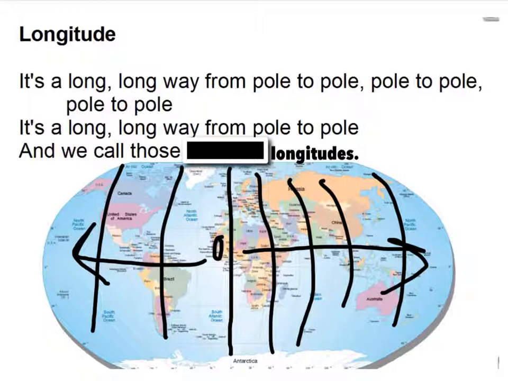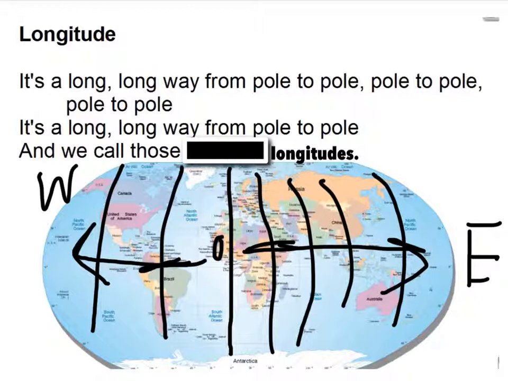So if I go 20 degrees this way, that is going to be 20 degrees east. Now if I go 10 degrees this way, that'll be 10 degrees west. So lines of longitude run from east to west.